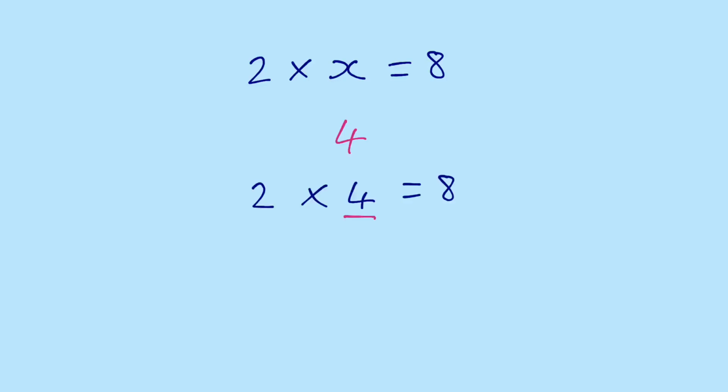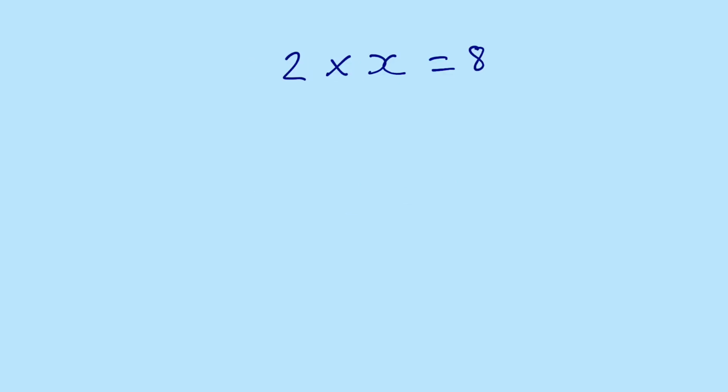We write this as a backward C and forward C so that you do not get it mixed up with a multiplication sign. Let's have a look at this example. If we wrote 2 times x equals 8, the unknown letter x represents the number 4 because 2 times 4 equals 8. Now if we have a look at how this was written, 2 times x equals 8, in algebra we can write it instead as 2x equals 8.